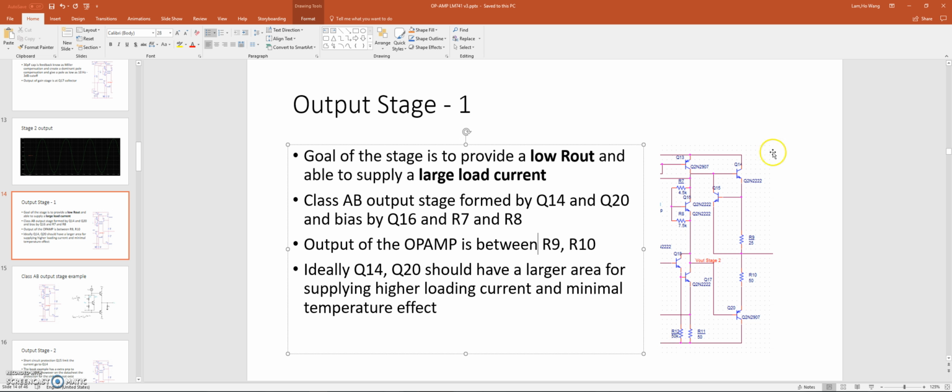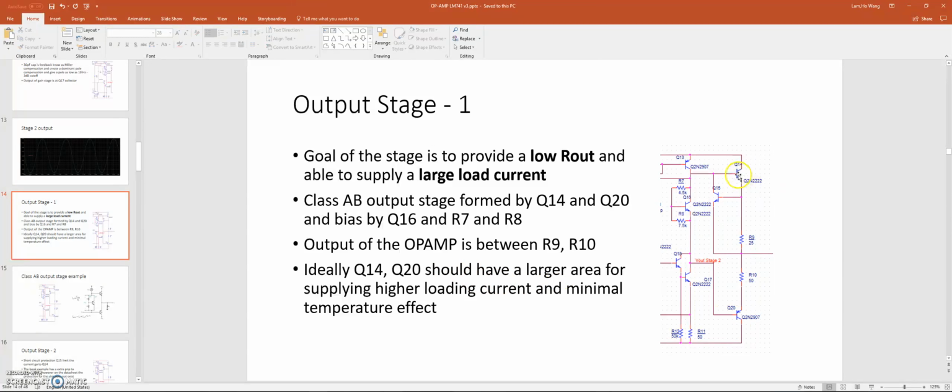So here we're seeing the output stage of the circuit. The goal of the stage is to provide a very low output resistance and still be able to supply a fairly large loading current. So here we are seeing this Q14 and Q12 is forming a Class AB output stage. And this is biased by this R7 and R8 and Q16. But mainly this is the Class AB configuration. And we're getting this output from here, and the output is fed to this Q20.